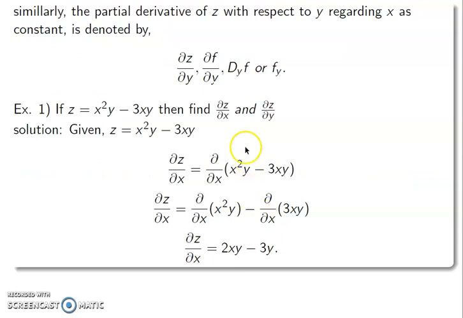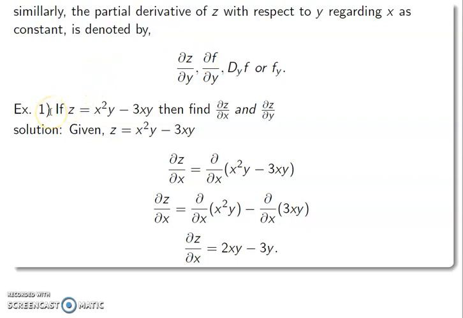Similarly, the partial derivative of z with respect to y regarding x as a constant is called the partial derivative of z with respect to y, keeping terms of x constant. It is dou z by dou y, or it can be represented as dou f by dou y, or d y f, or simply f y. So these are the different notations used to denote the partial derivative with respect to y. Once we know the basic idea about the partial derivative of a function with respect to x and with respect to y, we can easily solve some problems. So these are some problems.